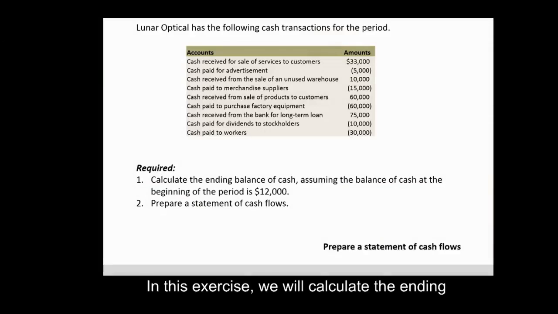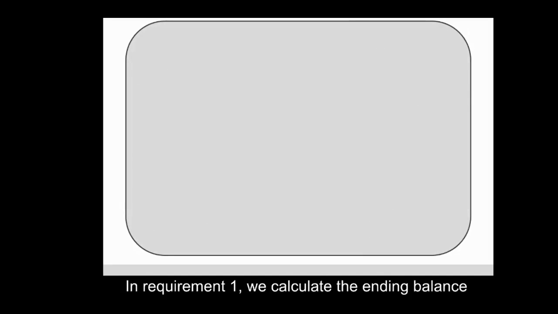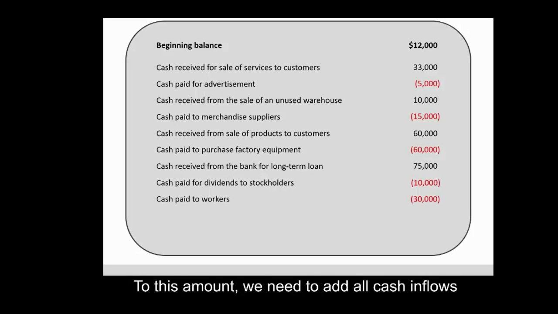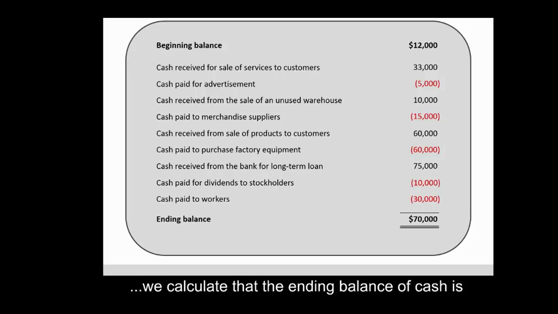In this exercise, we will calculate the ending balance of cash and prepare a statement of cash flows. In Requirement 1, we calculate the ending balance of cash. First, we enter the beginning balance of cash, which is $12,000. To this amount, we need to add all cash inflows and subtract all cash outflows. Note that cash outflows are amounts placed in parentheses. By adding cash inflows to the beginning balance and subtracting cash outflows from it, we calculate that the ending balance of cash is $70,000. This completes the first requirement.